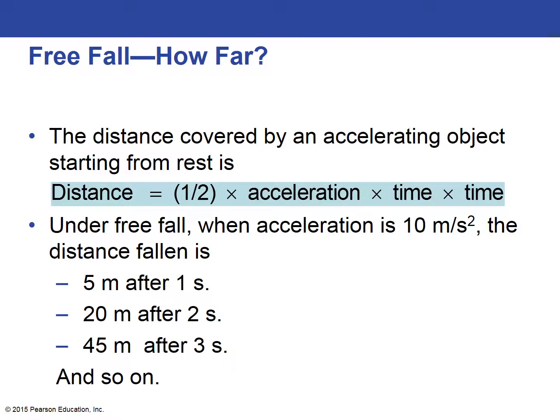1 second squared is 1. So 1 times 5 is 5, and the distance is 5 meters. Similarly, working through the other examples, you can find that after 2 seconds it falls 20 meters, and after 3 seconds it falls 45 meters.